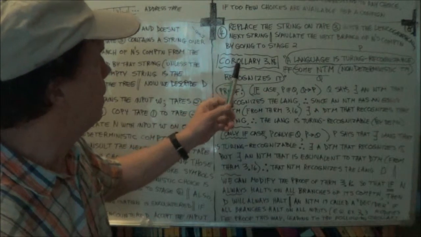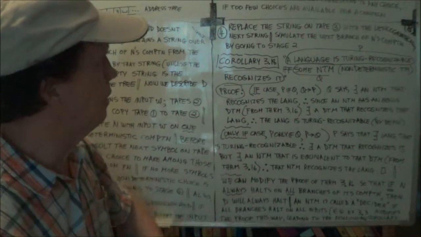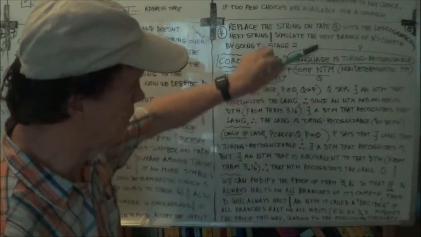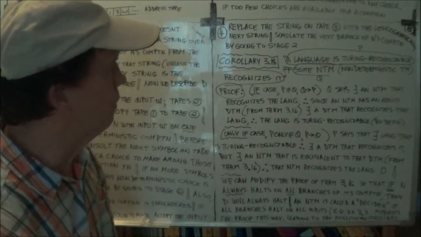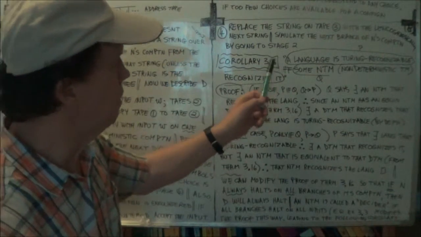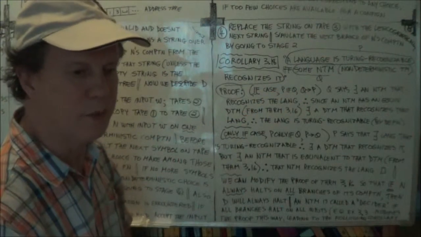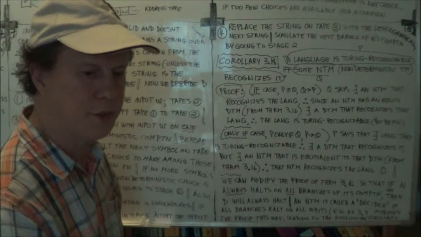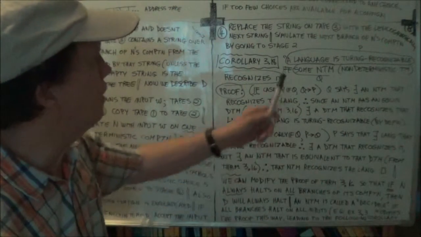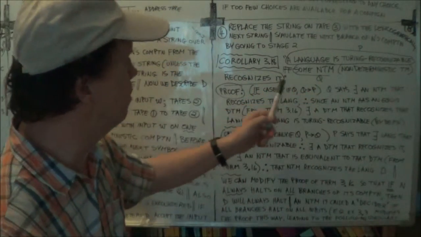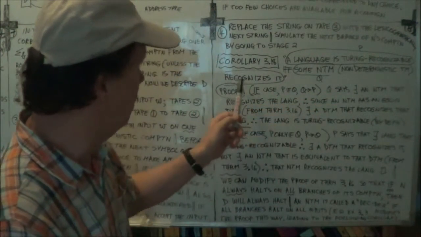Right. But there's a corollary to it, corollary 3.18, and here it is. I talked about this in an earlier session. So here's the corollary statement. A corollary is just an after-theorem, usually fairly simple, quickly deduced from the major theorem that preceded it. So a language is Turing recognizable if and only if some non-deterministic Turing machine recognizes it.